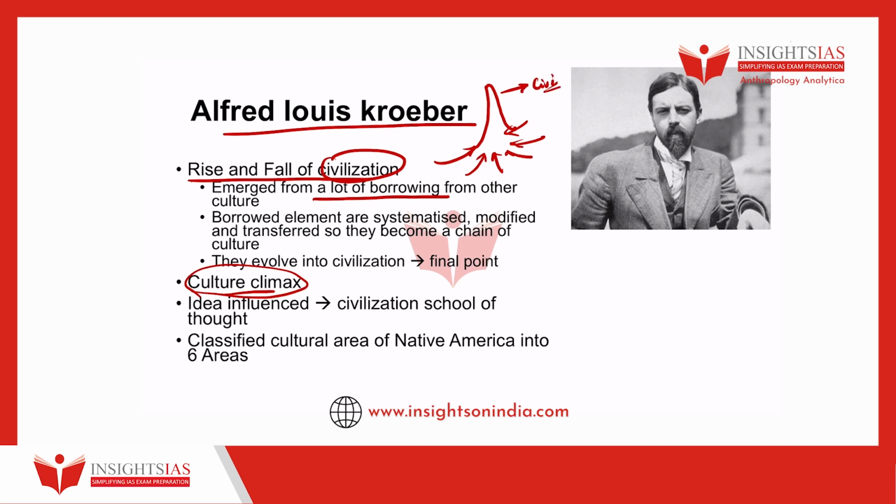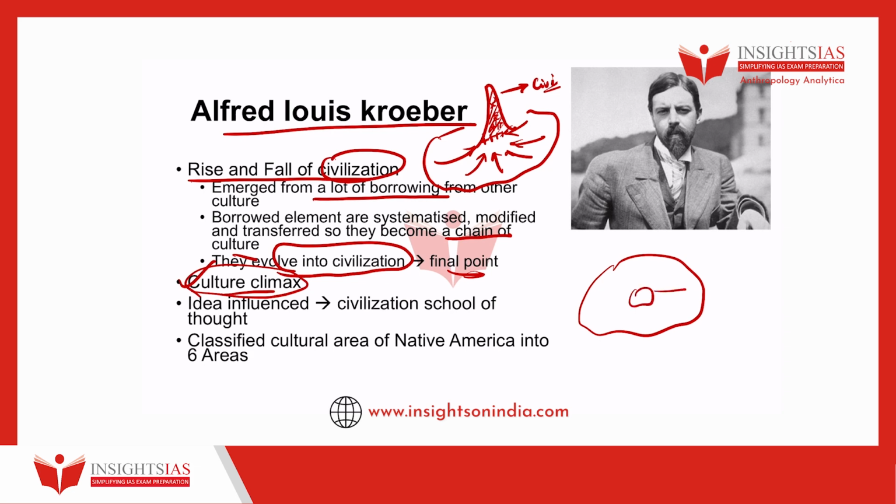So it emerged from a lot of borrowing from other cultures. As the borrowed culture started to get systematized, modified and transformed, it became a chain of culture. As it became a chain of culture, it rose into civilization, which is the final point, which he called culture climax. So it is somewhat like culture area. If you compare the culture area and the idea of culture climax, in culture area you have a culture center where diffusion takes place outward. Whereas in the case of culture climax, culture from different parts diffuses to one place, and it starts to rise over here, giving rise to what is known as civilization. All right, so this is the idea of Alfred Lewis Kroeber.